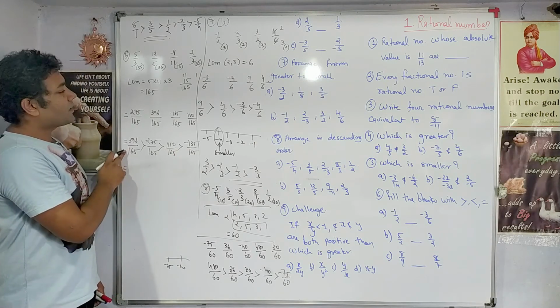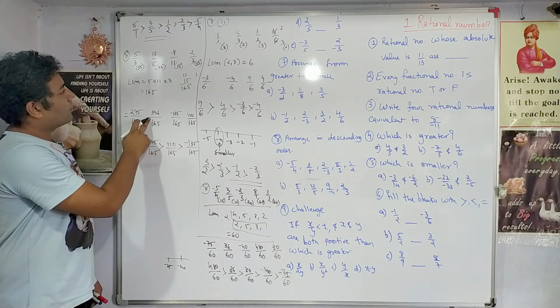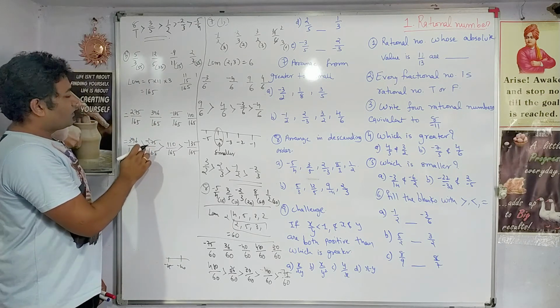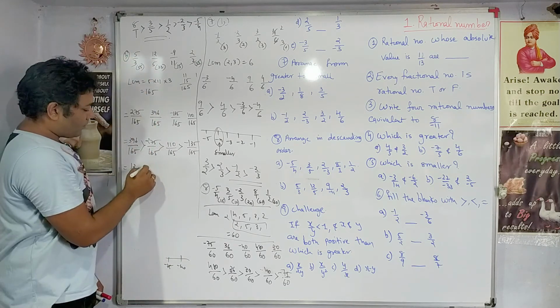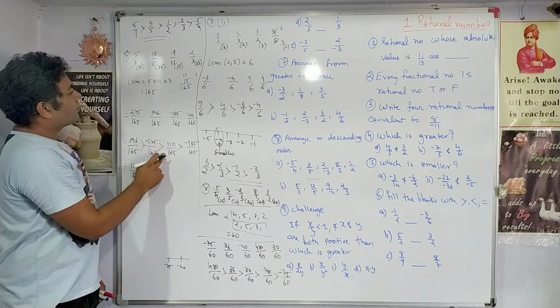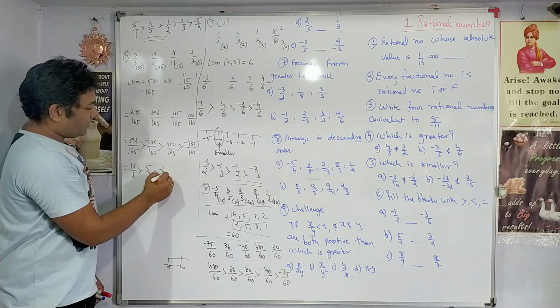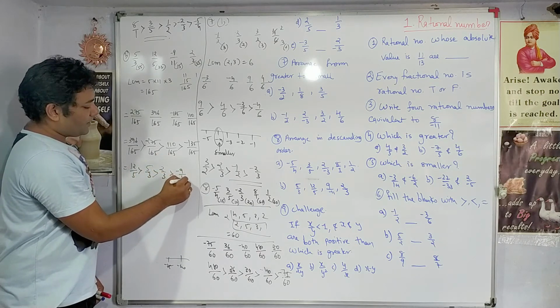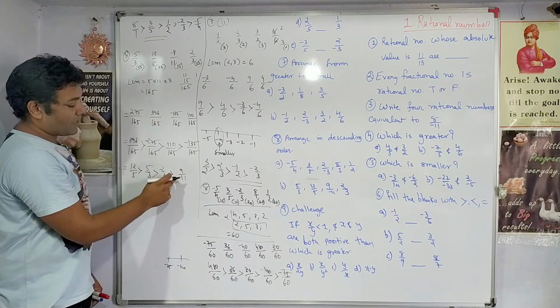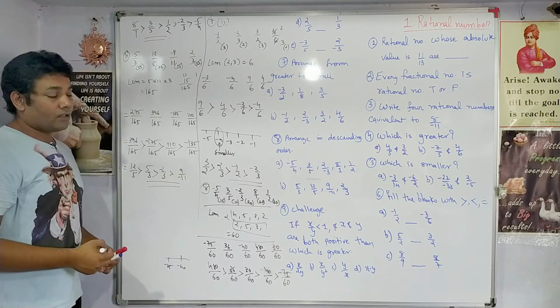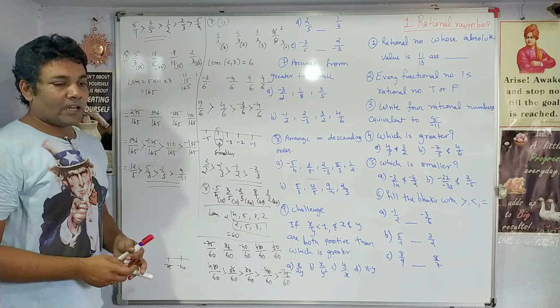Right? Replace them with their original numbers. This one is 12 upon 5. This one is 5 upon 3. This one is 2 upon 3 and minus 9 by 11. The minus sign was actually in the denominator, so we'll write it in the original form. This is the answer.